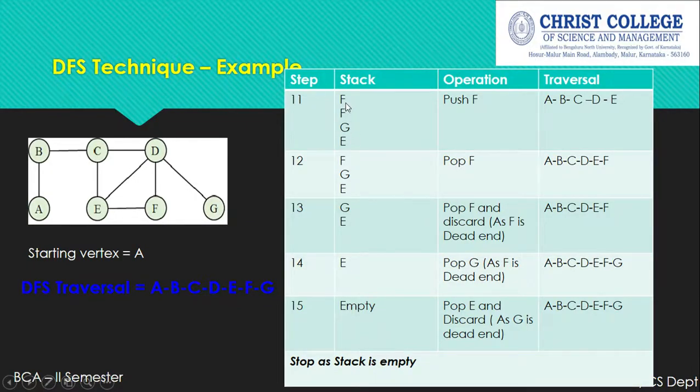So this F is pushed into the stack now. Okay, so in the next step we are going to pop the stack. The element which is there in the top will be popped and it is added to the traversal. So now A, B, C, D, E, F is traversed so far.